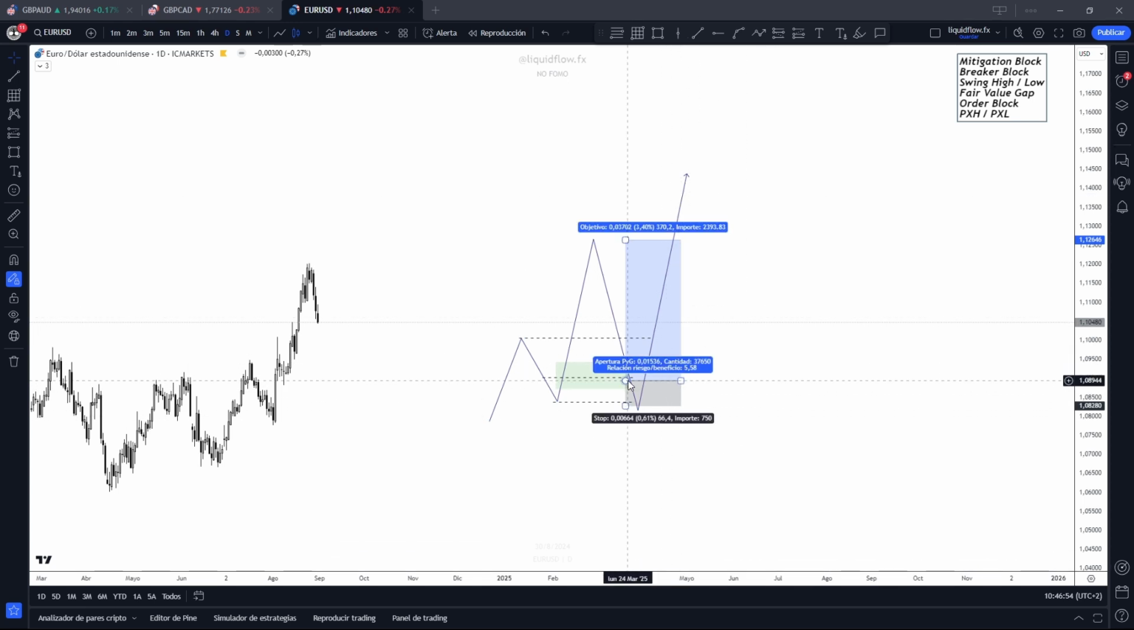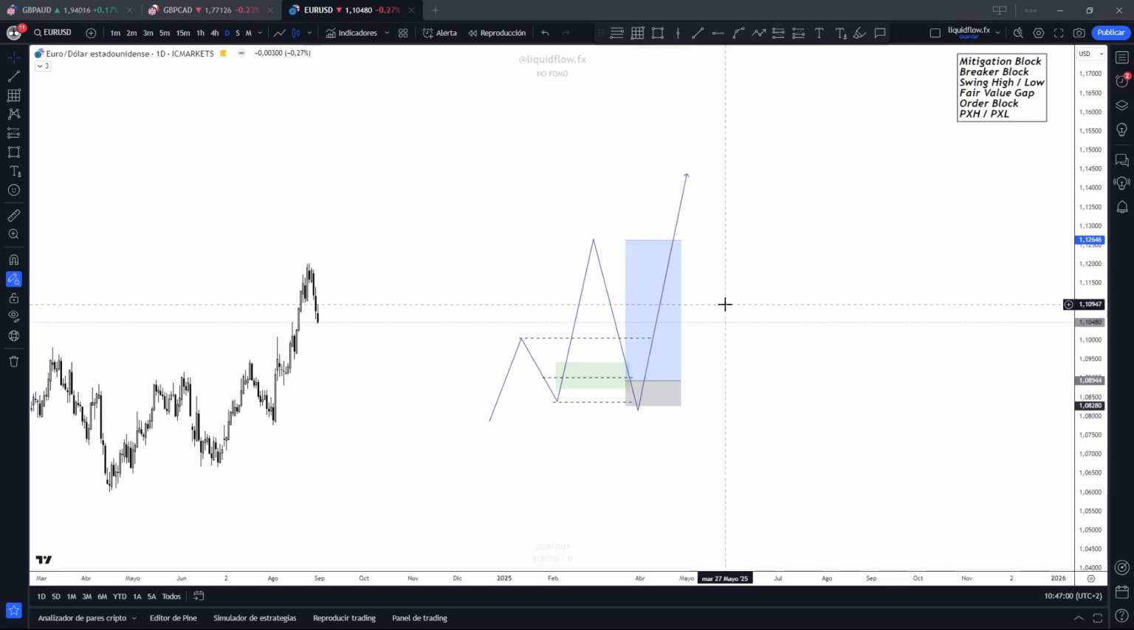How do you know the market goes now in your right direction? Because the market will create fair value gaps.